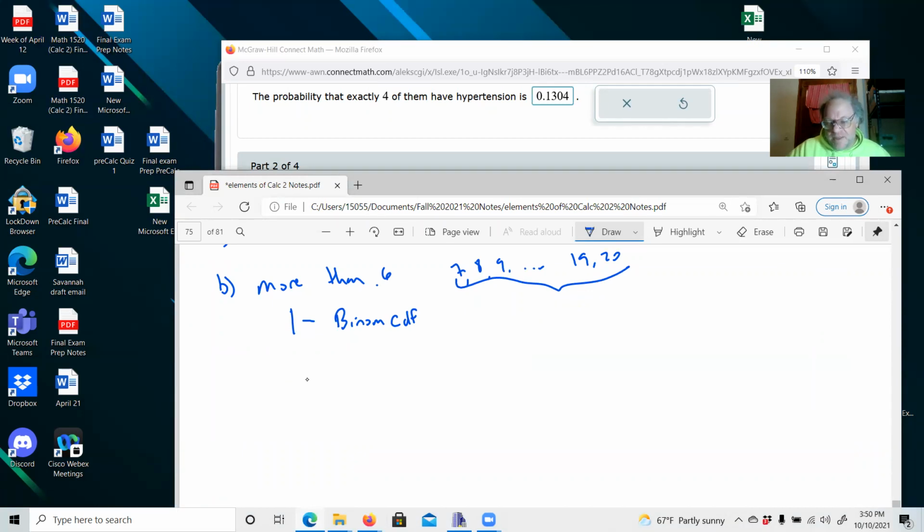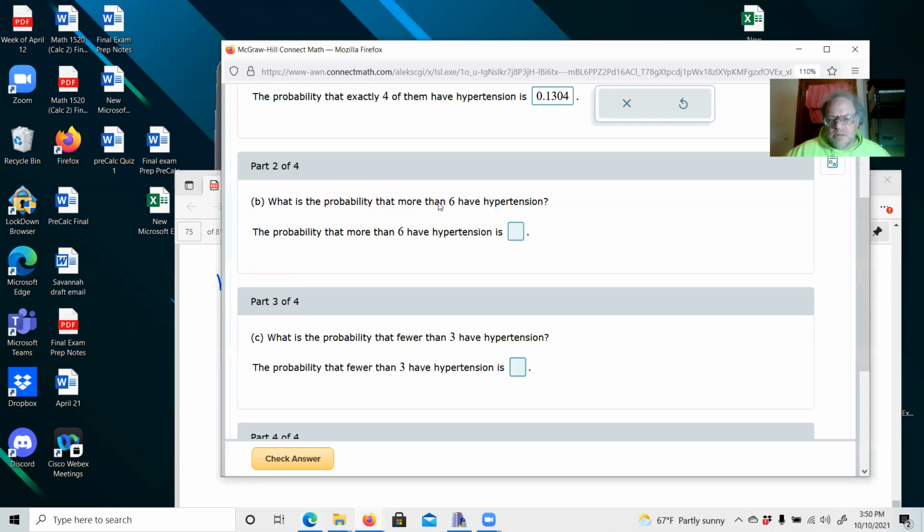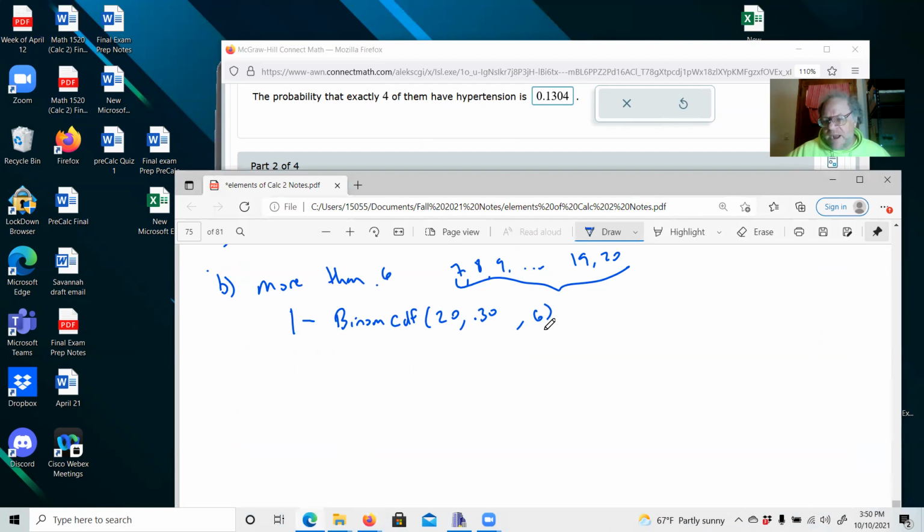Okay, so we have 20 folks. We have 0.30. Okay, 30% of the population had high blood pressure. I want to do this: 0.30, and we're going to go up to 6. All right, double checking more than 6. So we're going to go up to 6, and then 1 minus this. 1 minus this bit is going to give me the rest.